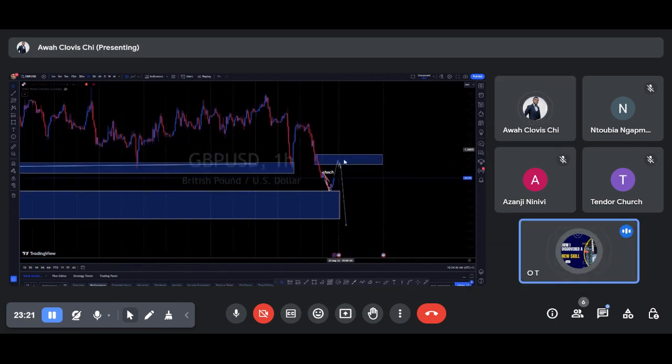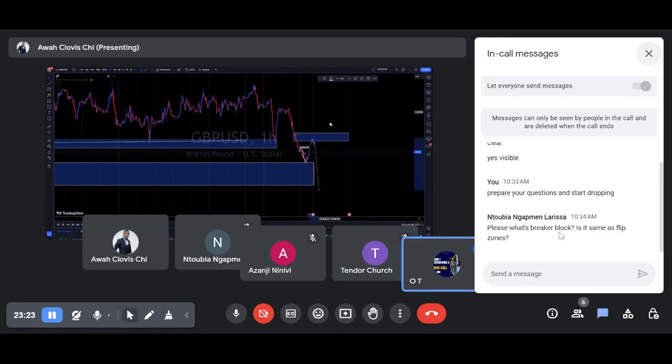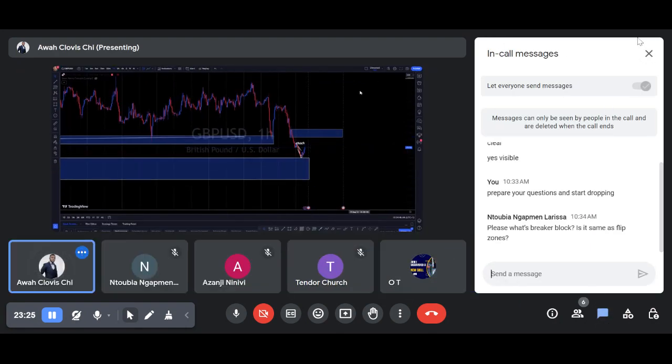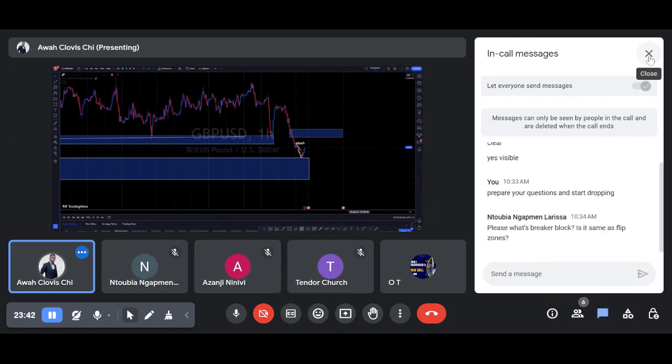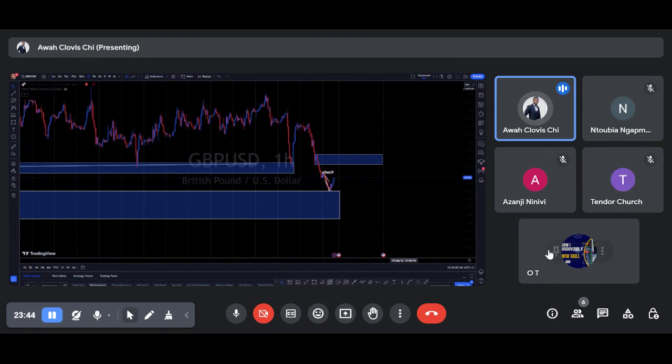Somebody is asking about the breaker block, so maybe you explain. What's a breaker block? Is it the same as flip zones? It's almost the same, but not exactly the same.